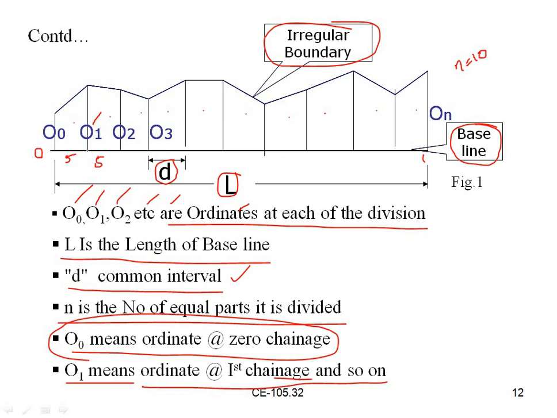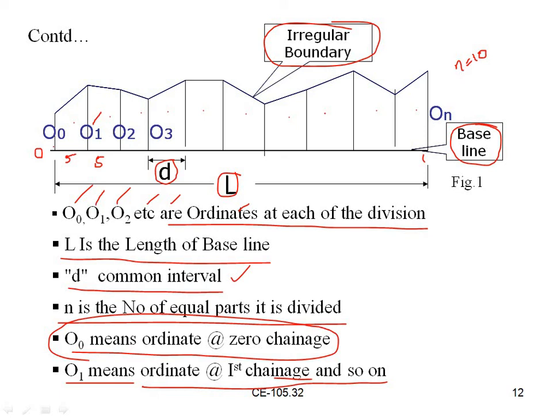That means from 0 to 5 meters it is 5 meters chainage. Again 5 plus 5 is 10 meters, then 10 plus 5 is 15. Like that it will go on to 30 meters or 60 meters, depending on the length. So we are taking it at different intervals.